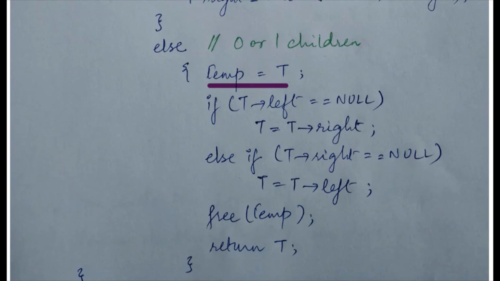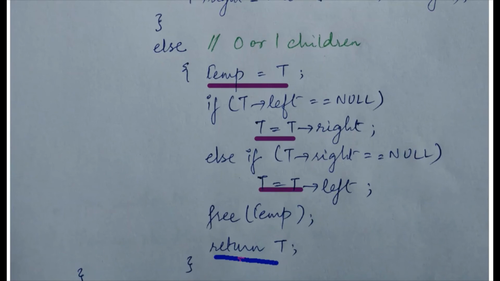This is just freeing a node, so we can just do free temp. If t to left is null, t is equal to t to right. If there is 1 child only, maybe t to right is also null, so t will be set to null. But we have already copied this here, so we can do free temp of the actual location. So when it's set to null, it's set to null either this way or that way.